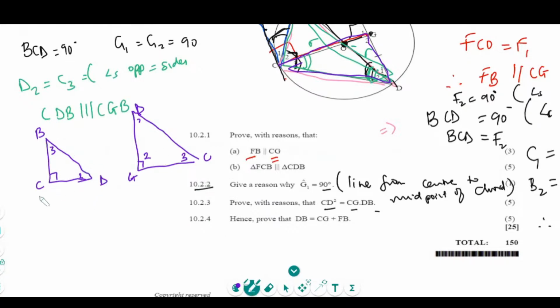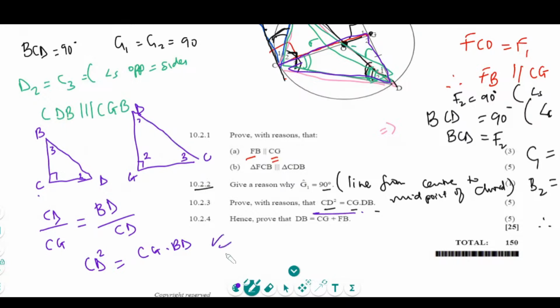So I'll say that CD, this bottom part, over CG should give me the same ratio, because for as long as triangles are similar, the sides must also be in proportion, is equal to BD over the CD. Then I will cross multiply, so I'll have my CD squared is equal to CG times the BD. Is that what the question said? Yes, there we go. So that's how we get that.